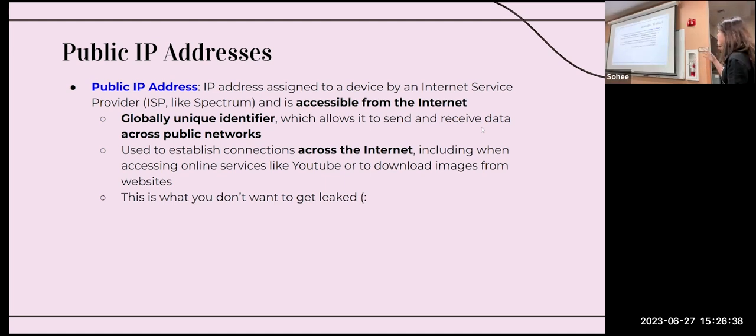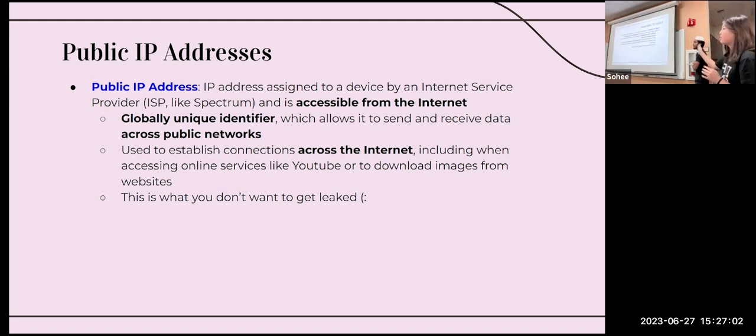And going further, it's used to establish connections across the internet, including when accessing online services like YouTube or downloading images from websites. Maybe you've played video games before, and if someone sends you 192.168.0.2 and says, oh, this is your IP, well, it's probably not, because public IP addresses usually don't follow that scheme.